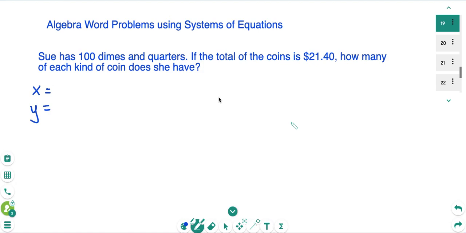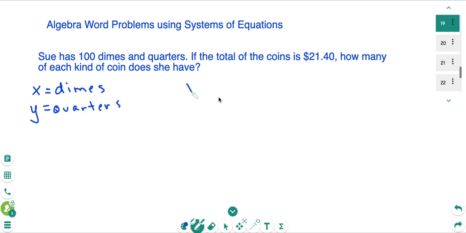Algebra word problems. The first thing we need to do is identify what our variables are going to represent. Sue has 100 dimes and quarters. So our x is going to represent our dimes, and our y is going to represent our quarters.